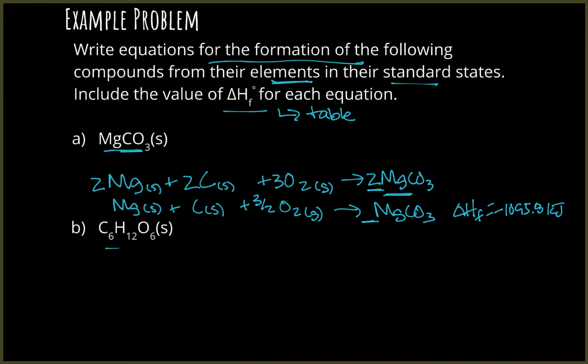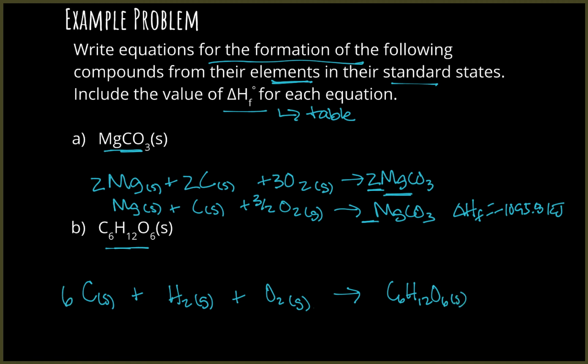Okay, same thing for this one. For glucose, I need carbon. Hydrogen in its standard state is H2. Oxygen is O2. And then that would give me C6H12O6. Then if I balance this one, I end up with 6, 6, and 3.